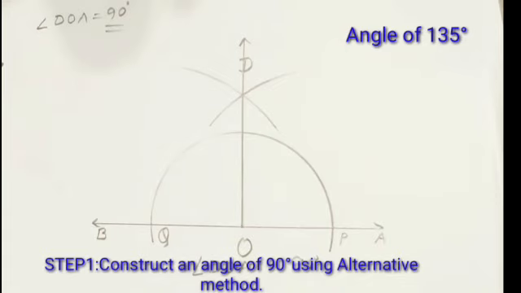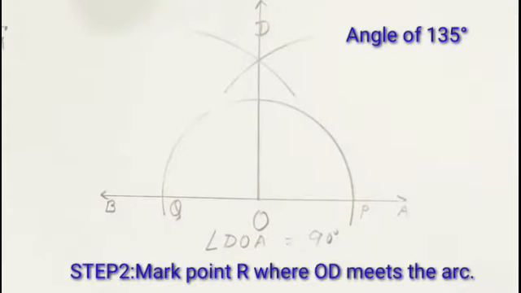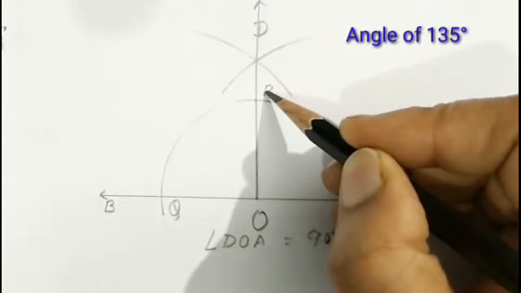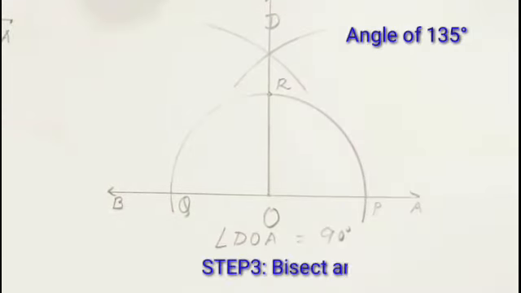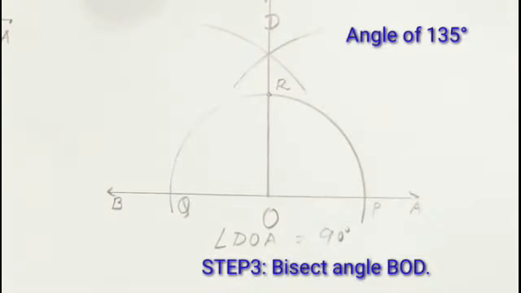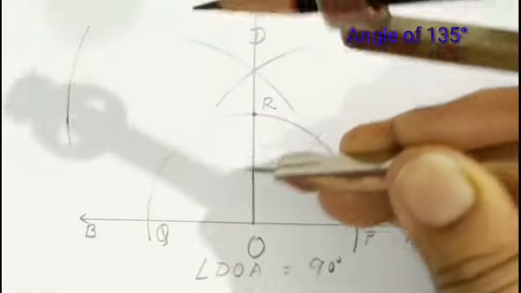Children, to construct an angle of 135 degrees, step 1. Use the alternative method for the construction of an angle of 90 degrees, which I have already done for you and explained during the construction of the angle of 90 degrees. Step 2. Let R be the point of intersection of the ray OD with the arc in step 2 of the alternative method, meaning this point. Step 3. Then take the steps to bisect angle BOD by the ray OC.